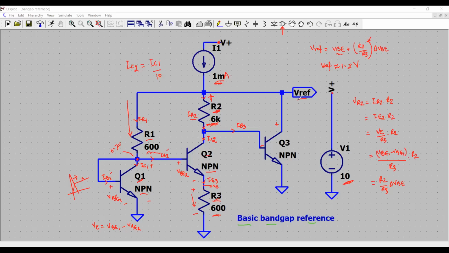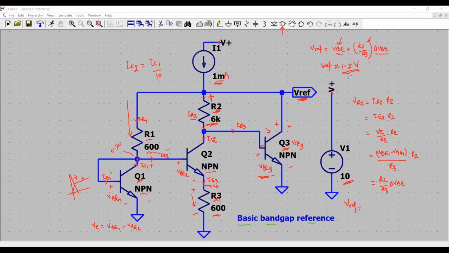Therefore the voltage here is VBE3 of the transistor Q3. Therefore, I would write V reference is equal to this voltage VBE3 plus this voltage, and that's how the voltage VBE of the transistor Q3 is, right? And that's how we get here. You can write here VBE plus R2 over R3 multiplied by delta VBE, and that should be approximately 1.2 volt.